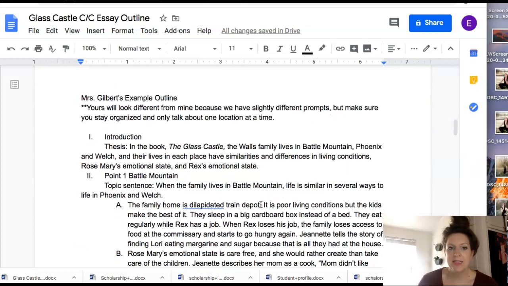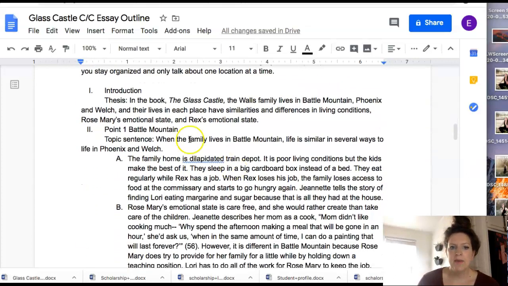So here is my example outline. My thesis is in the book, The Glass Castle, the Walls family lives in Battle Mountain, Phoenix, and Welch, and their lives in each place have similarities and differences in living conditions, Rosemary's emotional state, and Rex's emotional state.